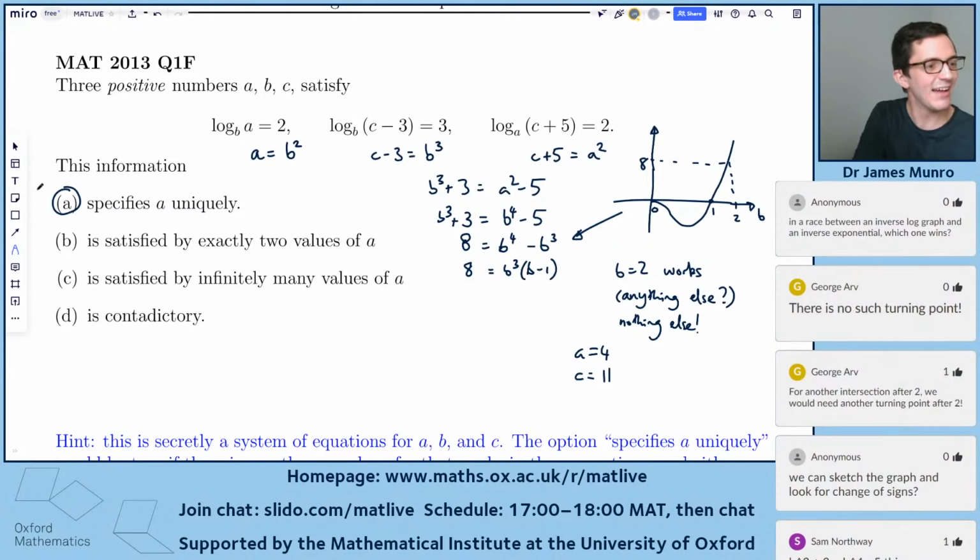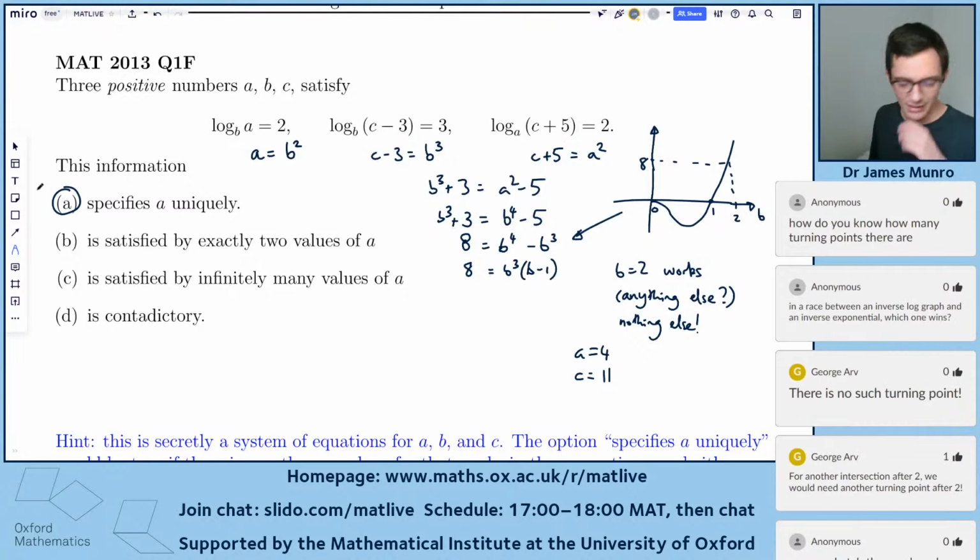Okay. In a race between an inverse log graph and an inverse exponential, which one wins? So I think an inverse log graph is an exponential. They famously grow very large, very fast. And an inverse exponential is a logarithm, which grows very slowly. I think this question is the inverse log graph.